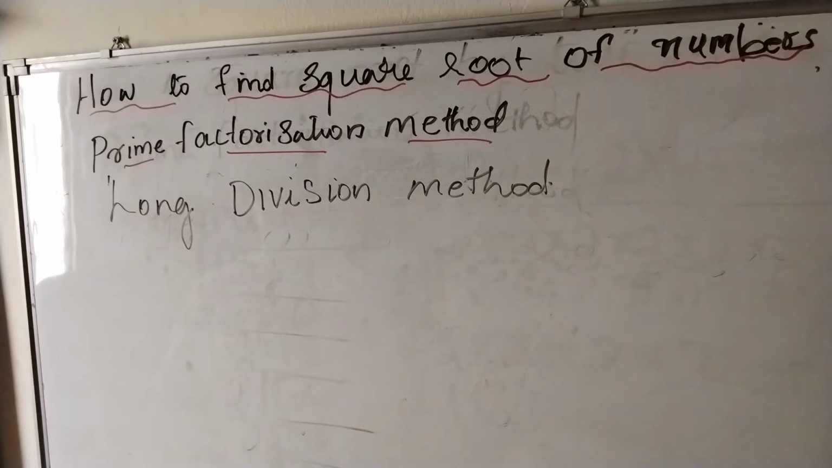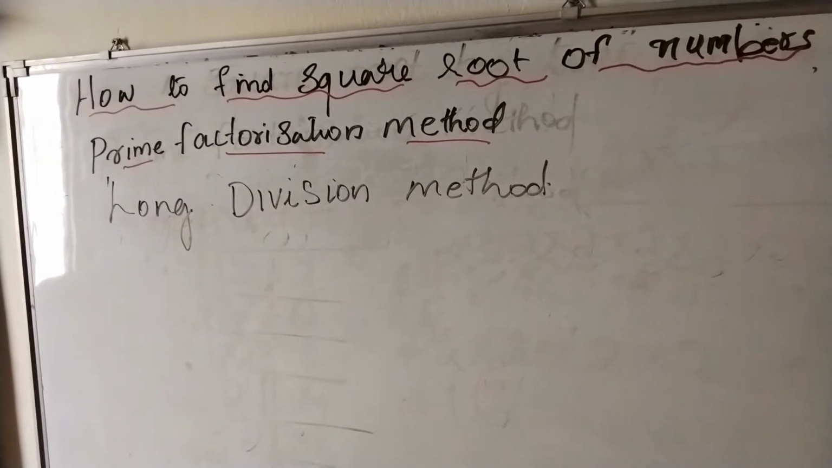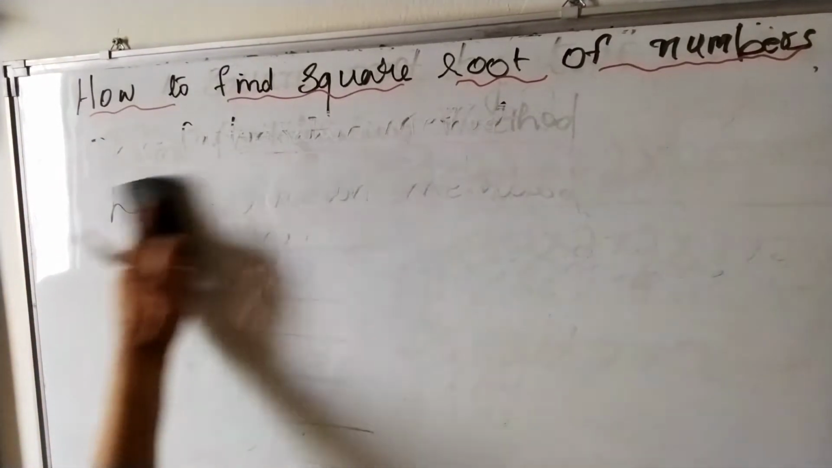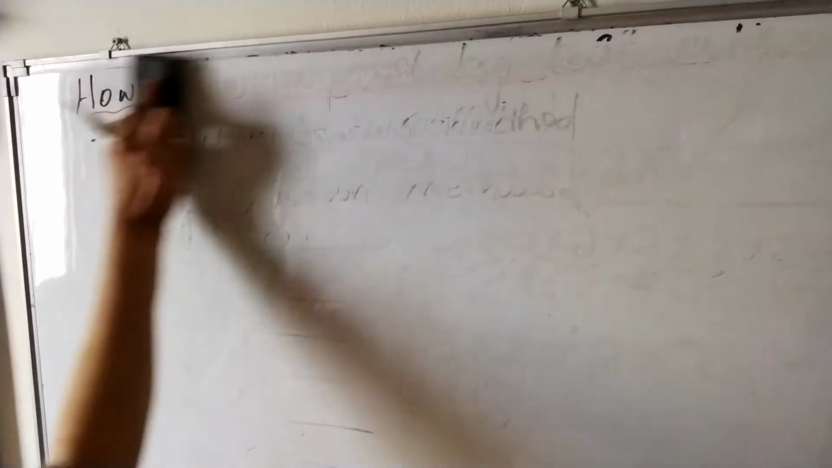What are the two methods? The prime factorization method, and the second one is the log division method. So first of all, we have to check what the prime factorization method is. I will show one example. First of all, we have to do prime factorization.